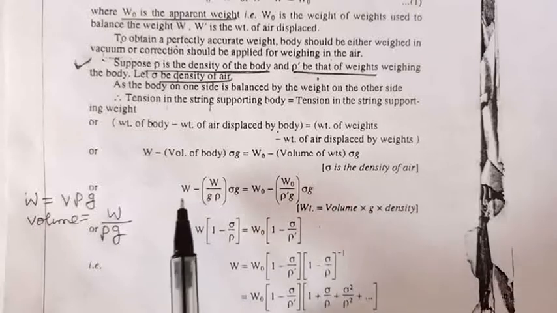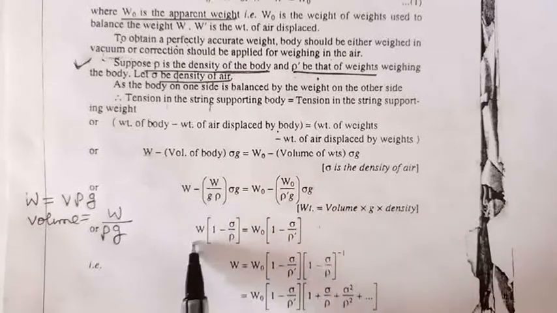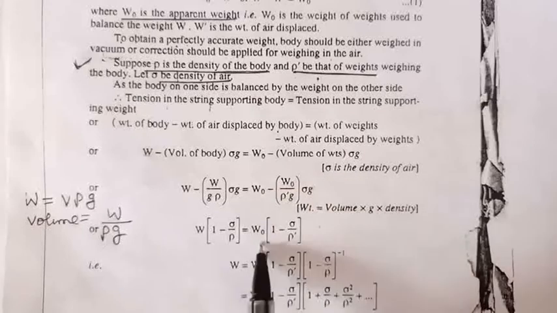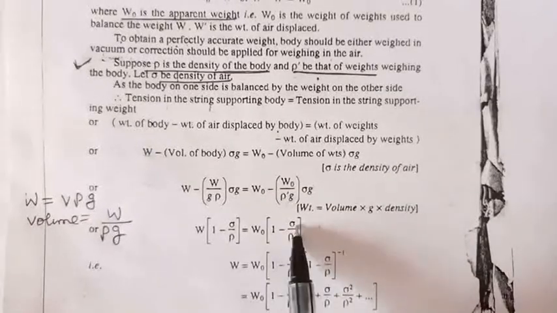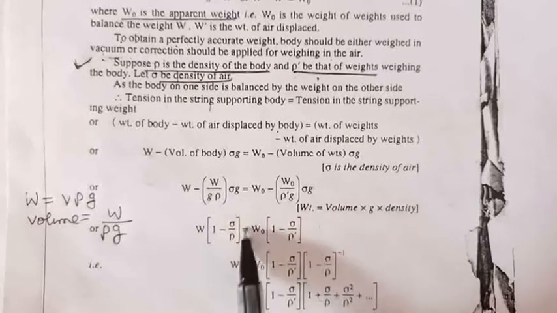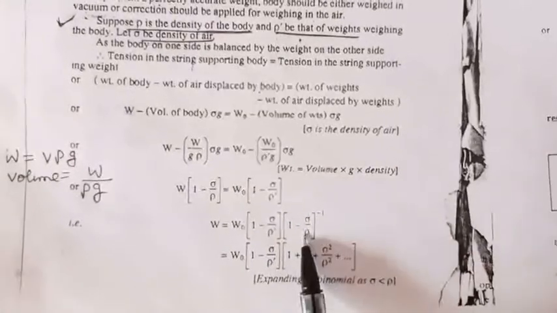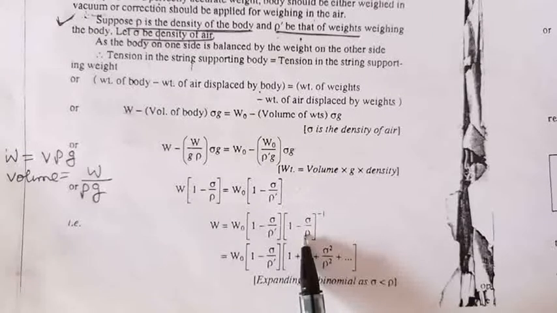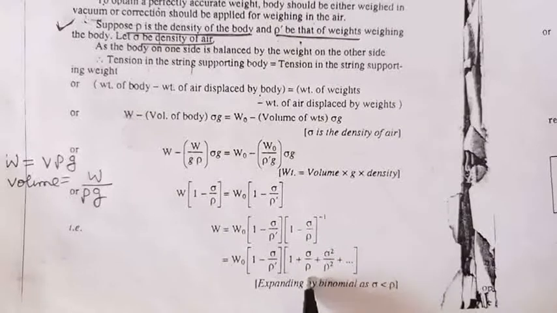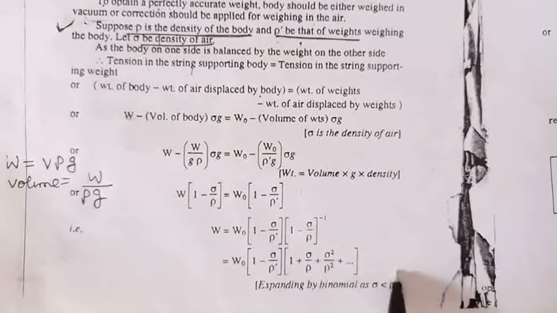So from here we can write by taking W common, inside we have 1 minus sigma upon rho, and here taking W naught common, inside we have 1 minus sigma upon rho dash. So we get from here the value of W, which is given by W naught into 1 minus sigma upon rho dash into the inverse of this term. And you can expand this term by using the binomial theorem. So this, after expanding, becomes 1 plus sigma by rho plus sigma square upon rho square and so on.